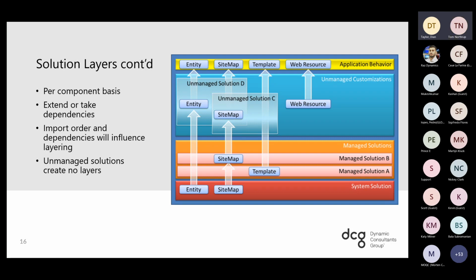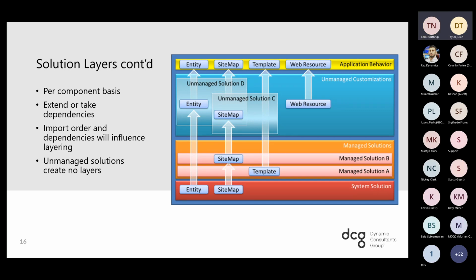So when we're talking about conflicts between the layers, it's really per component. If your component is edited in multiple solutions, then you have to figure out the conflicts that are going to occur to understand what the user will see. In this example, we have an entity that's in the system solution at the bottom, but is edited in unmanaged solution D. So whatever edit occurs in unmanaged solution D, that's what the user sees.